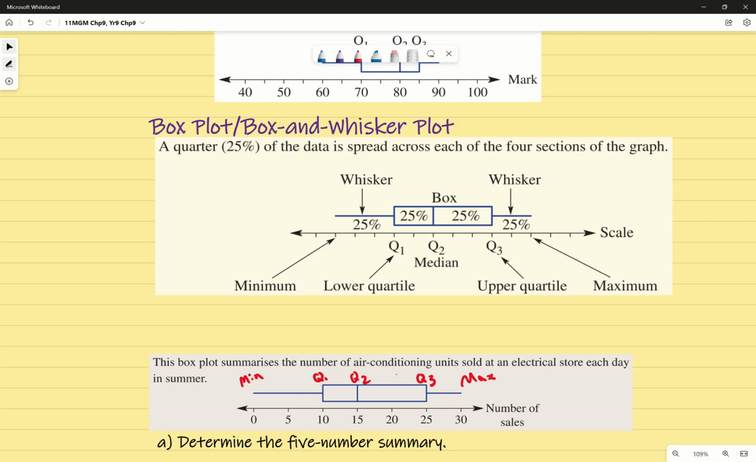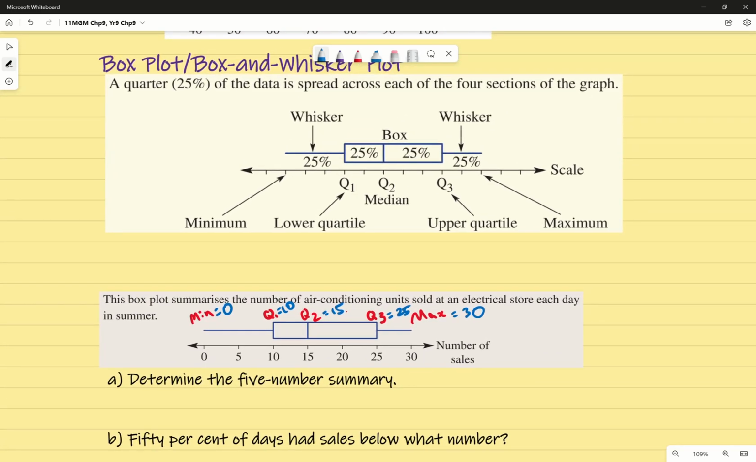The first question says determine the 5-number summary. I'm just going to write the values here so you can see it still. Our minimum is going to be 0. Our Q1 is going to be equal to 10. Q2 is 15. Q3 is 25. And the maximum equals 30. That's my 5-number summary.